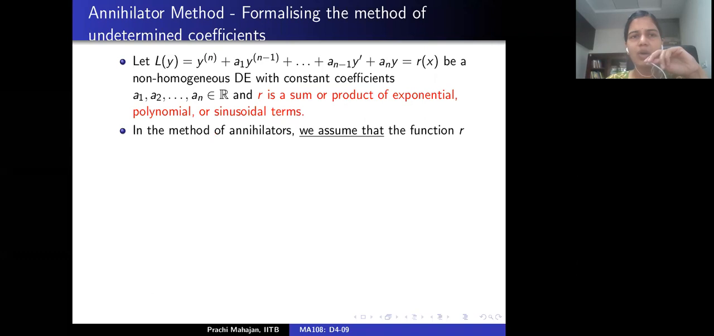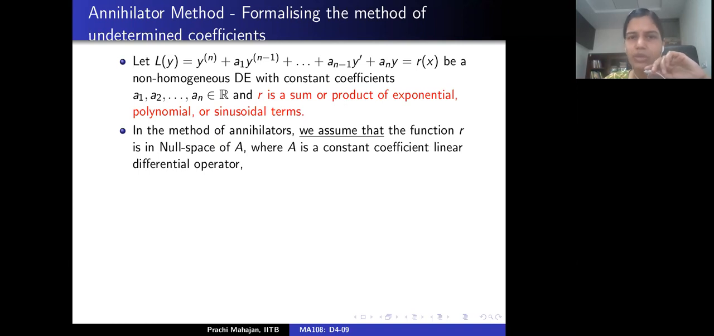Now, what are we going to call this method? Method of annihilators. What is the basic assumption here? We are going to find another constant coefficient linear differential operator A such that R, which is the forcing function on the right, is in the null space of A. So we say A is going to annihilate R. A applied on R, AR, is 0.